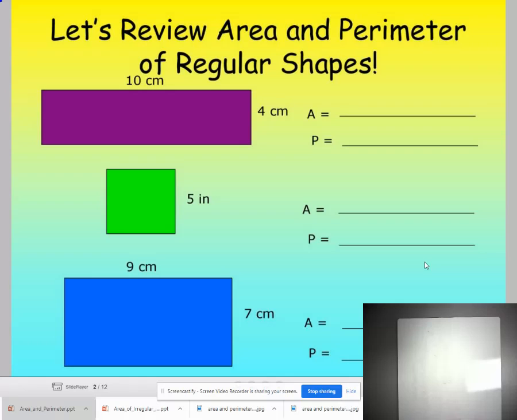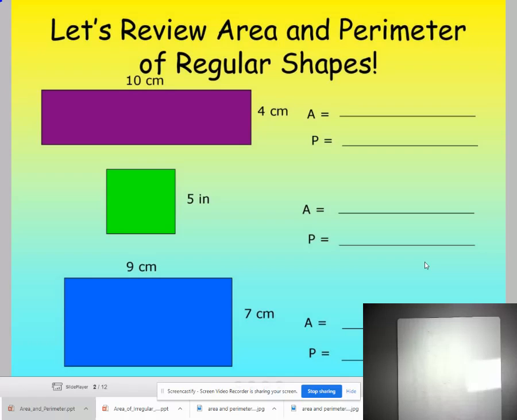Let's look at the purple one. We have a length of 10 centimeters and a width of 4 centimeters. How are we going to find the area? Correct, you're going to multiply length times width. So we're going to multiply 10 times 4, which equals 40 centimeters squared.